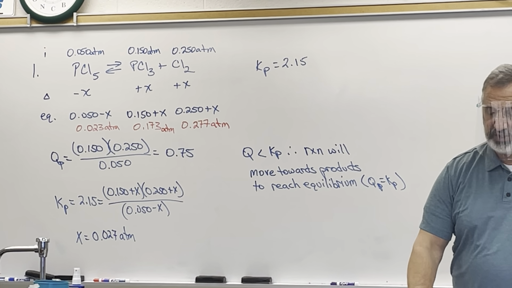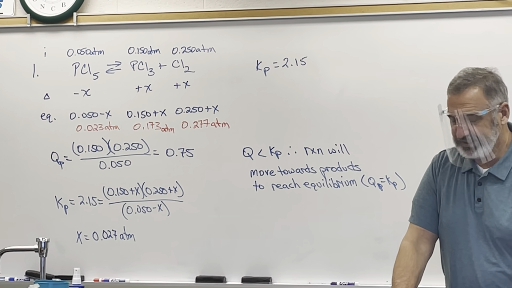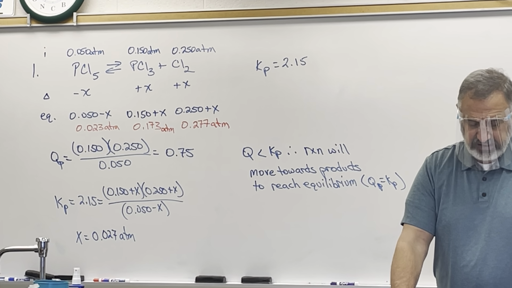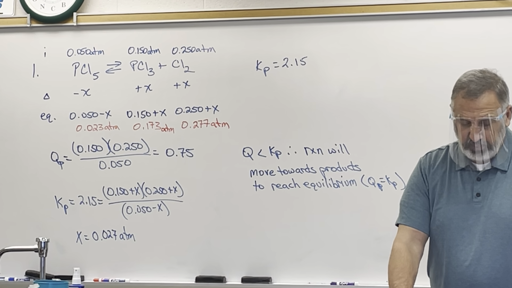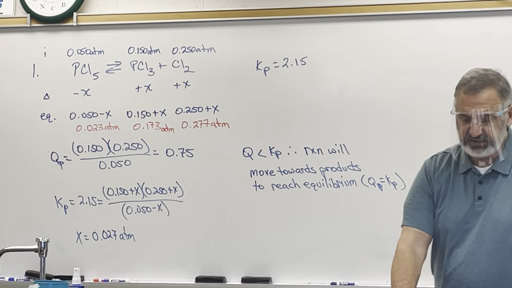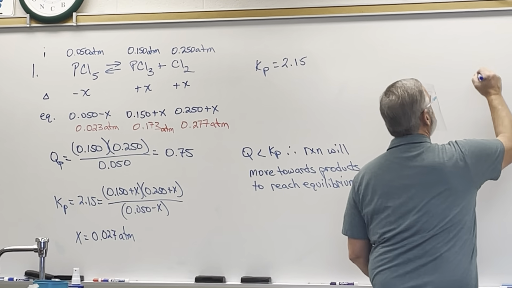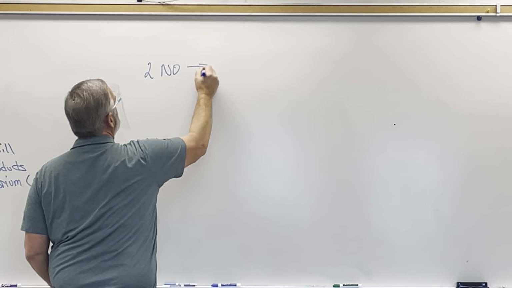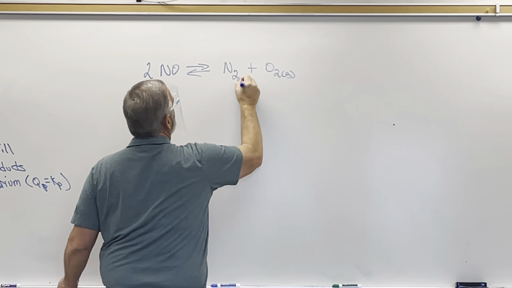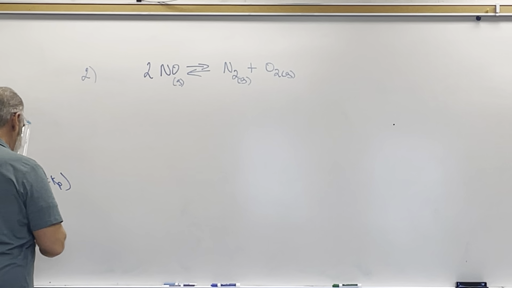All right, now number two is another one that I want to point out a little trick. It says the reaction 2NO going to N2 plus O2 has a value of K at 2400. If 0.61 grams of NO are put into a previously empty 3 liter vessel, calculate the equilibrium concentrations of everything. So we have the reaction 2NO going to N2 plus O2. All gas. So is this homogeneous or heterogeneous? Homogeneous, they're all the same phase.